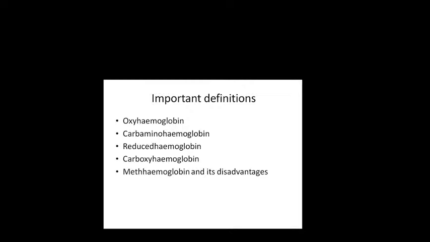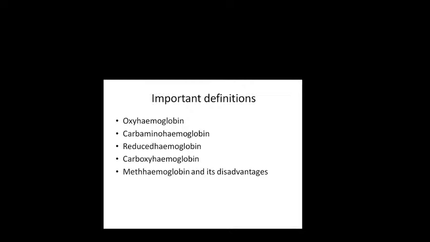And what is methemoglobin? Methemoglobin is when the oxygenated or reduced hemoglobin is exposed to various drugs, and the ferrous state in the hemoglobin molecule has converted to ferric state. That is called methemoglobin, and it is represented as HbOH. Oxyhemoglobin is HbO2, carbaminohemoglobin is HbCO2, reduced hemoglobin is Hb, carboxyhemoglobin is HbCO, and methemoglobin is HbOH.